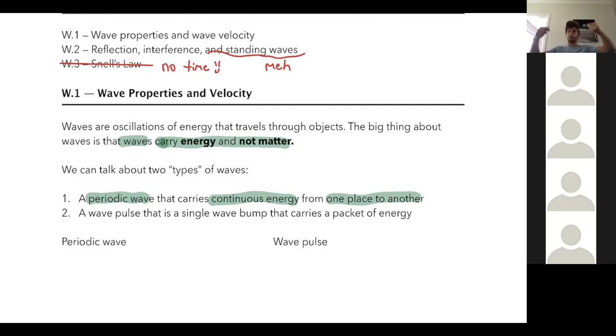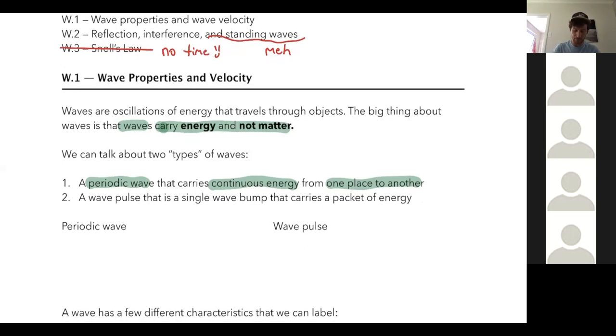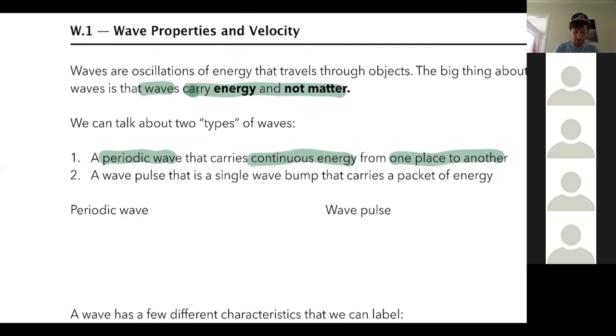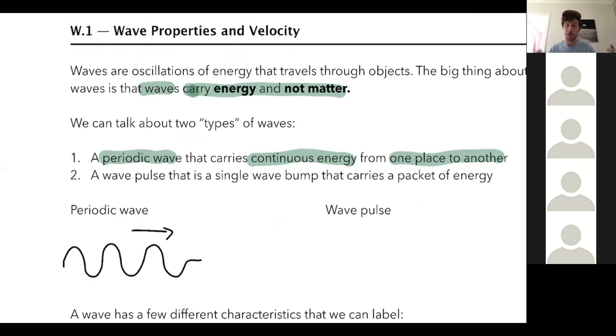I'm actually just moving it up and down there. String kind of sucks. But I am continuously adding energy to that string to make a periodic wave because it shows up over and over and over again. And what that would look like in picture form would be just a wave going like this, and this wave is moving to the right. That is a periodic wave because it does not stop.